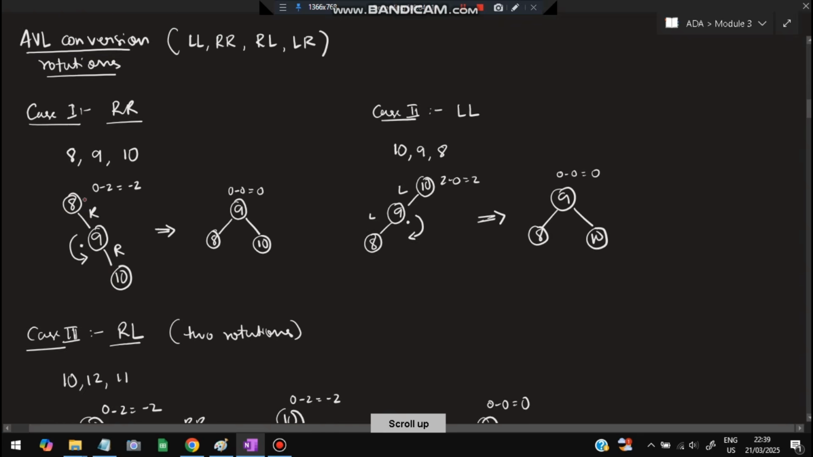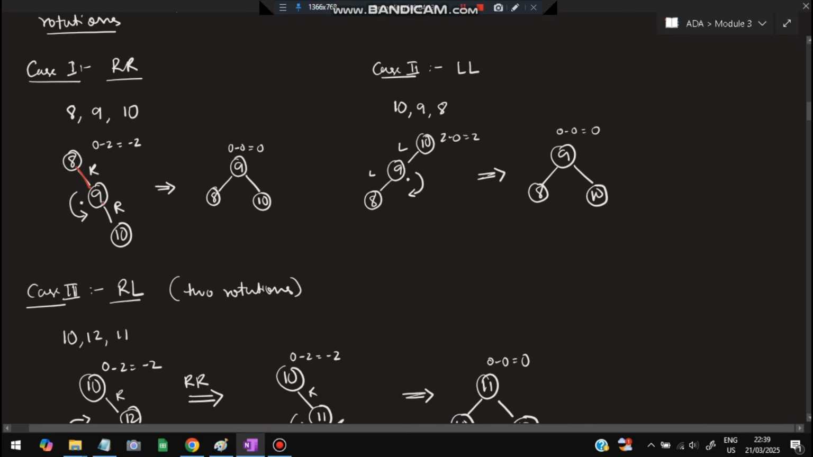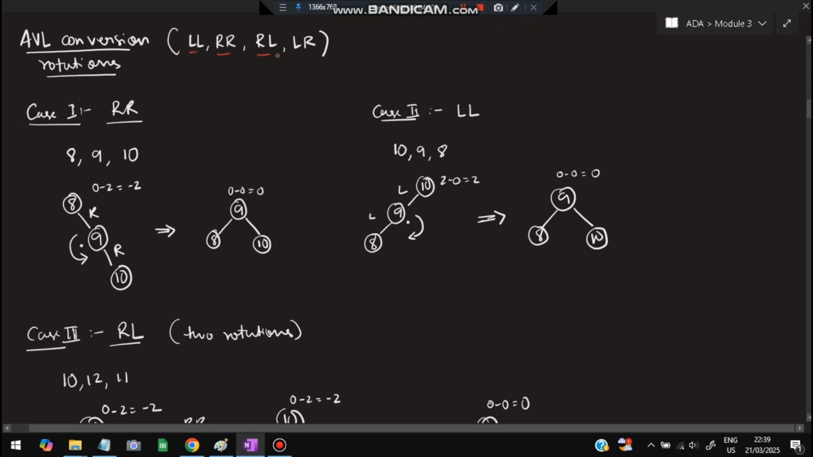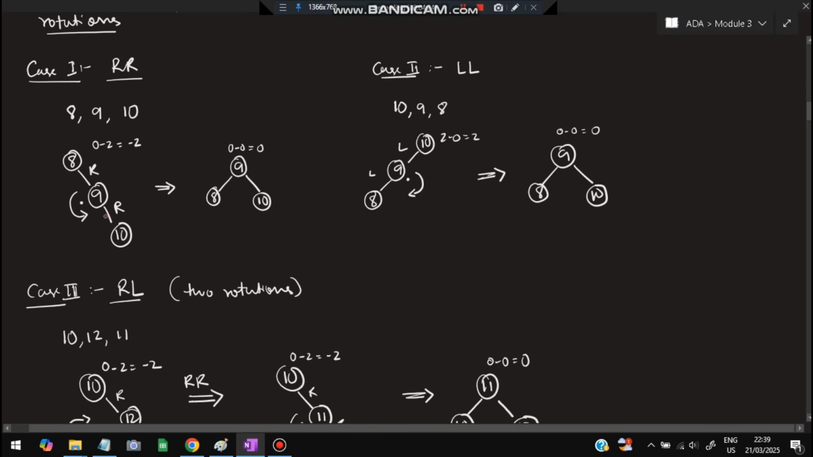Now see, this is what? This is the right edge and this is the right edge, so it will be RR. There are 4 kinds of rotations: LL, RR, RL and LR. So this is the RR operation. What you have to do in RR? In RR, basically you take the middle element and then turn this in the anti-clockwise direction.